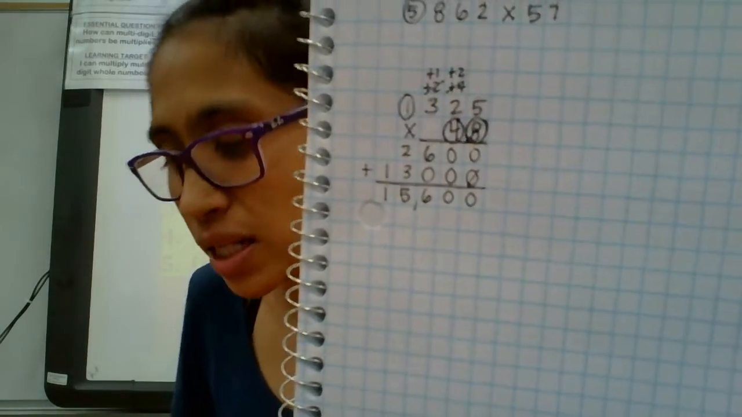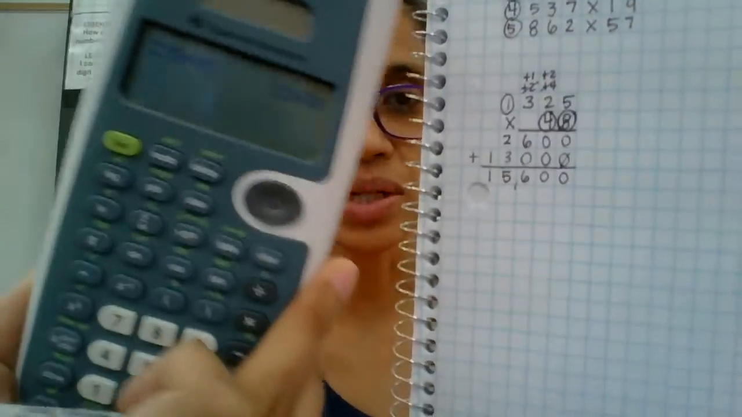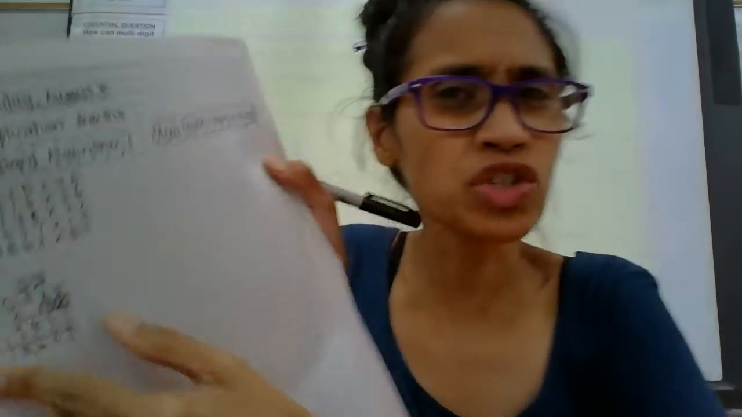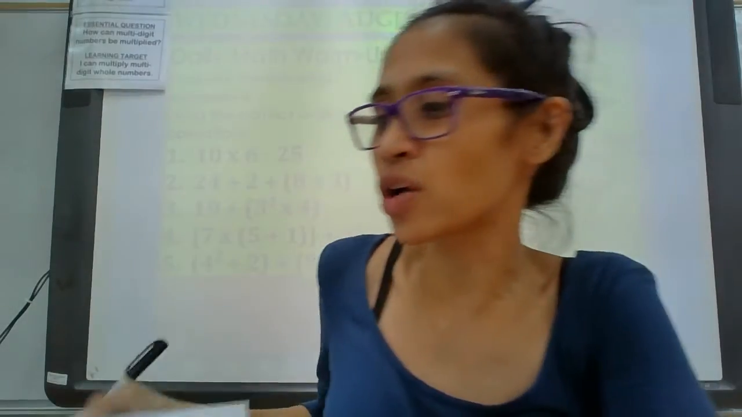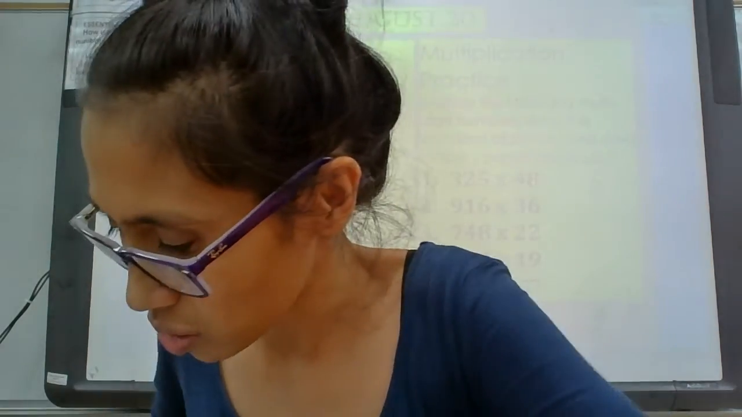Bam, just like that. Using my calculator, let me check it. 325 times 48. Yes. Bam. It matches. Woo. Got that right. Moving on. And what strategy was that? Standard algorithm. Now we're going to do the area model, partial products. I'm going to do that on the side.